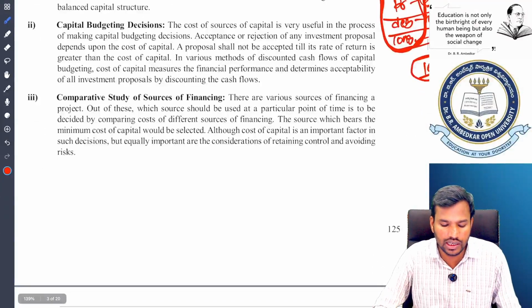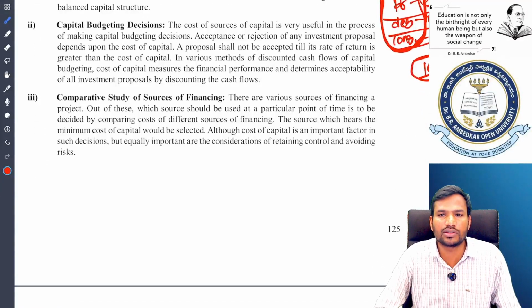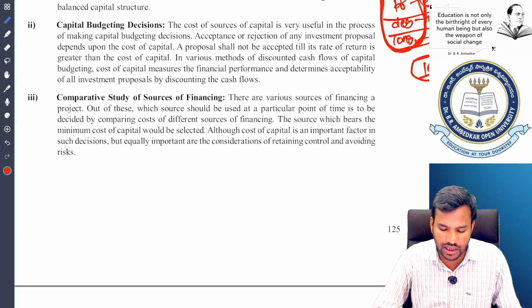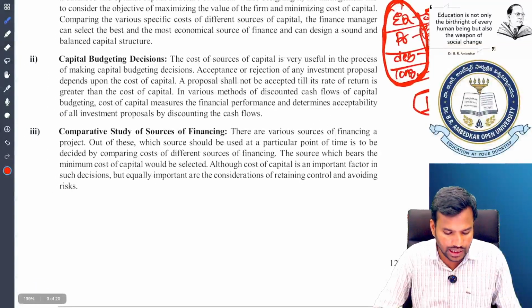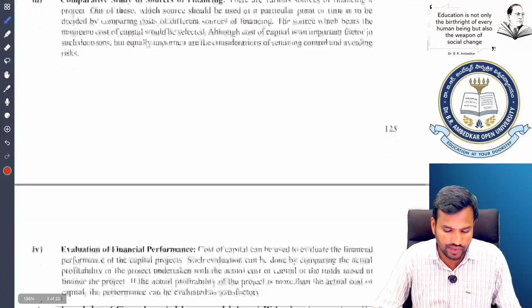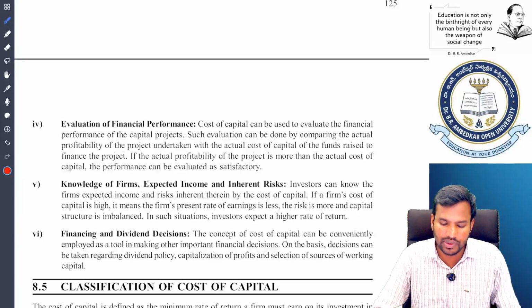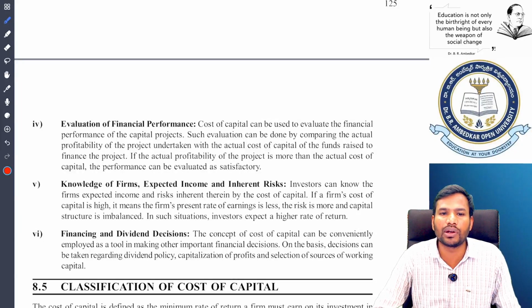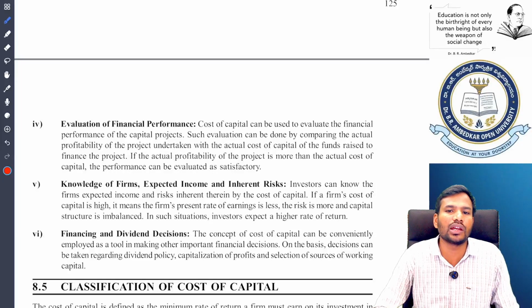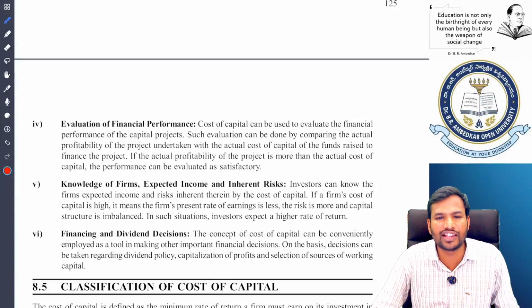And comparative study, a source of comparison from previous to present. We can easily compare previous to present if we have accurate data regarding the investments. And evaluation of financial performance: cost of capital can be used to evaluate the financial performance of capital projects. Such evaluation can be done by comparing the actual profitability of the project undertaken, the actual cost of capital of the funds raised to finance the project, and knowledge of the firm's expected income, and guessing the risk.